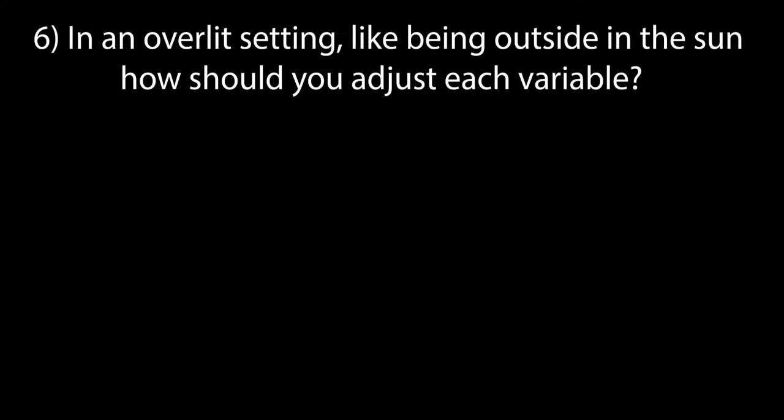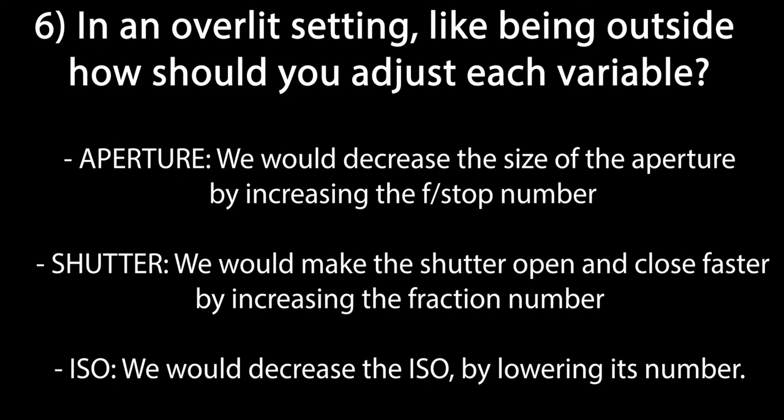And the last question is, in an overlit setting like being outside in the sun, how should you adjust each variable? For the aperture, we would decrease the size of the aperture, we would make the shutter open and close faster, and for the ISO, we would decrease the ISO by lowering its number.